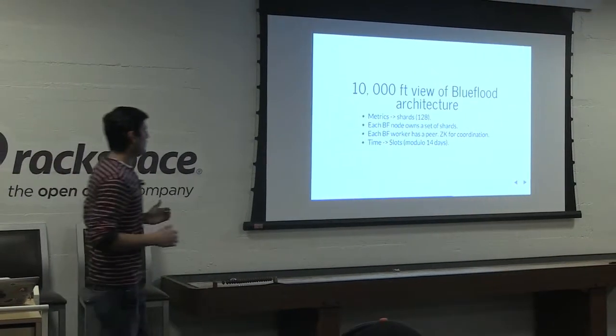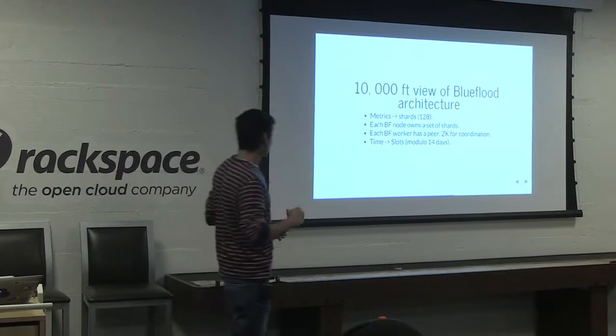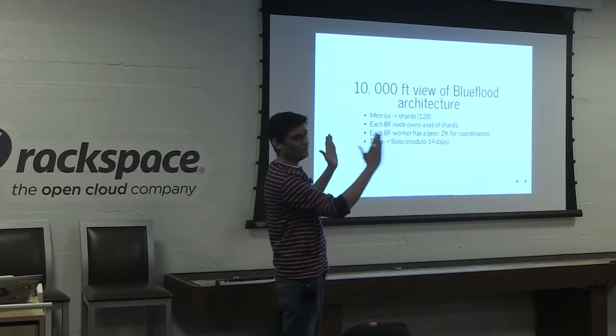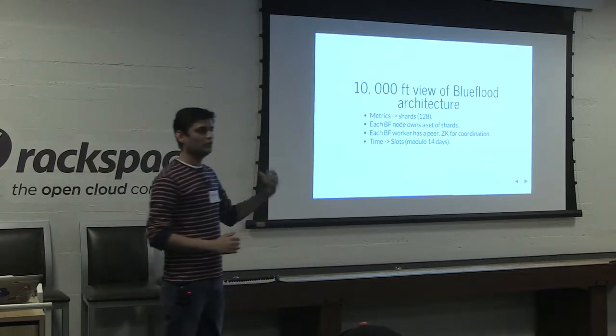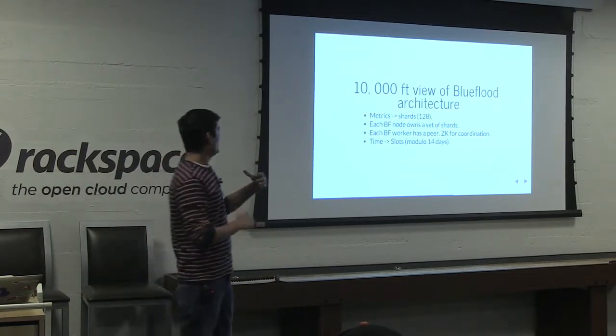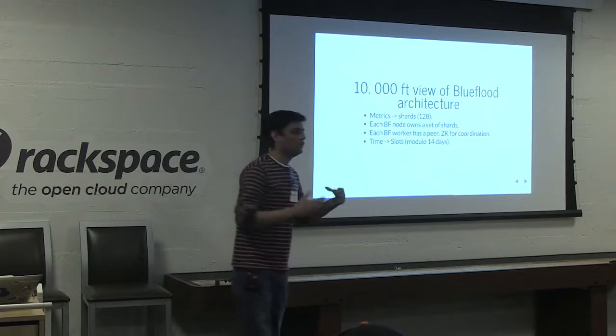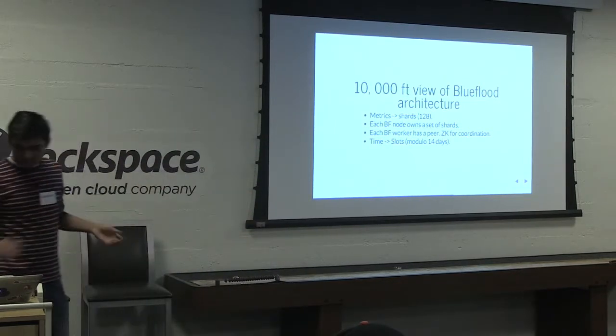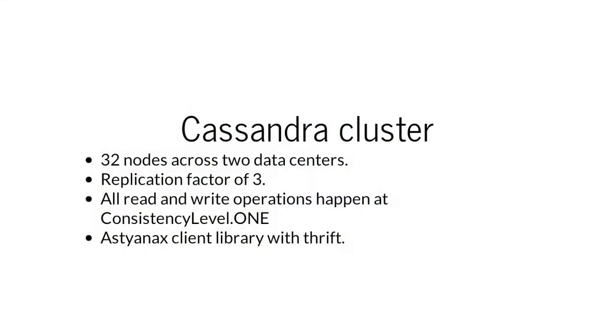Also, when metrics come in, we map each metric to a slot, and it is a rolling window of 14 days. So slots are basically the unit of work Blueflood sees. So, we also have a scheduler that figures out when a slot is ready to be rolled. But I'm going to skip on that part. It's complicated.